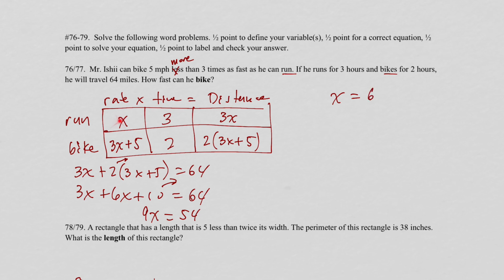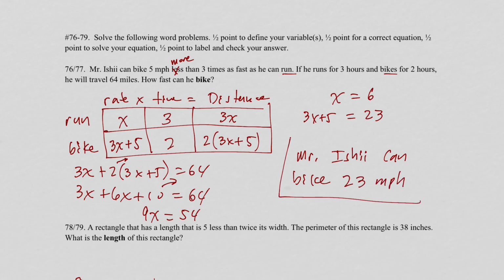That tells me how fast he's running. But if you want to know how fast he's biking, we go 3x plus 5. 3 times 6 is 18, plus 5 is 23. So Mr. Ishii can bike 23 miles per hour. And that's it.